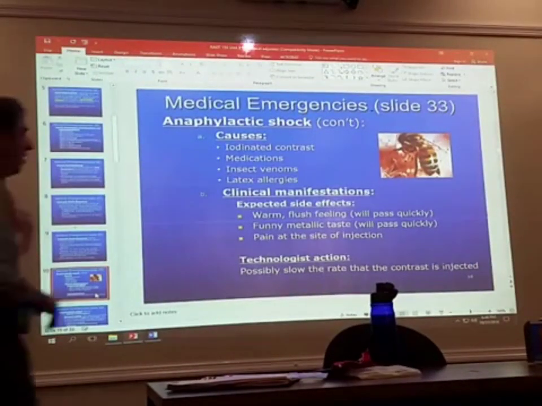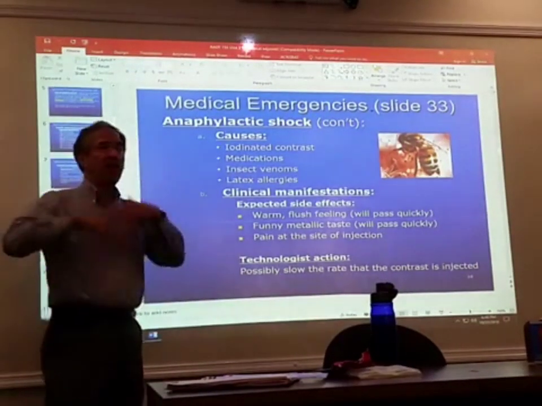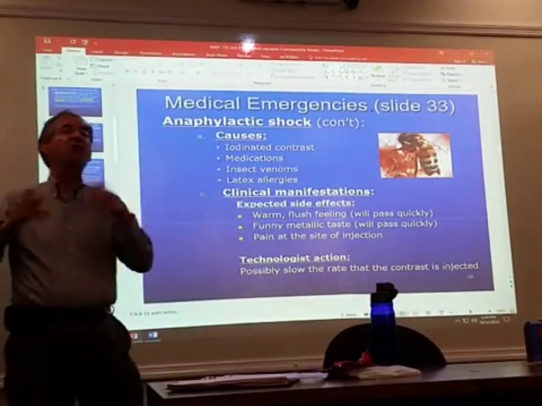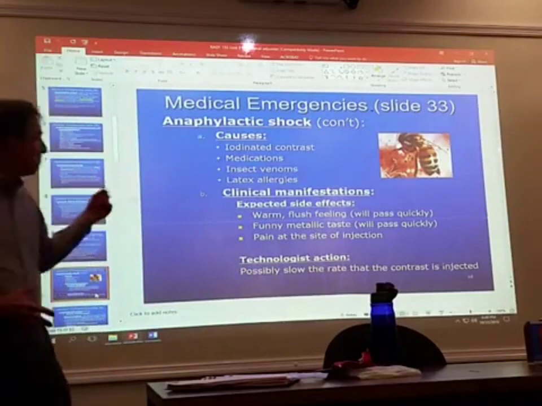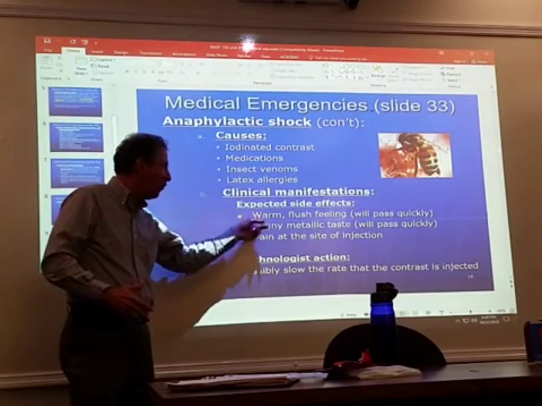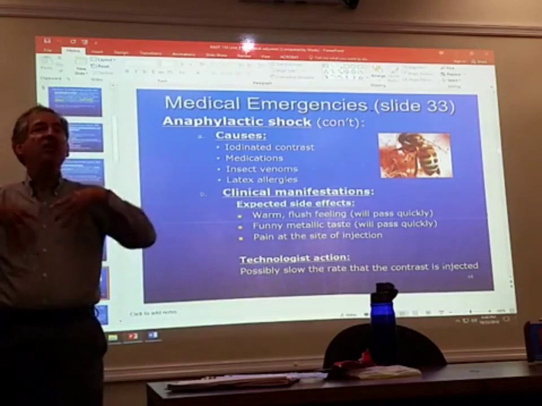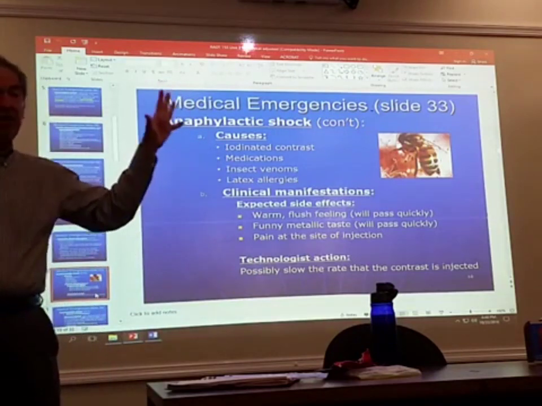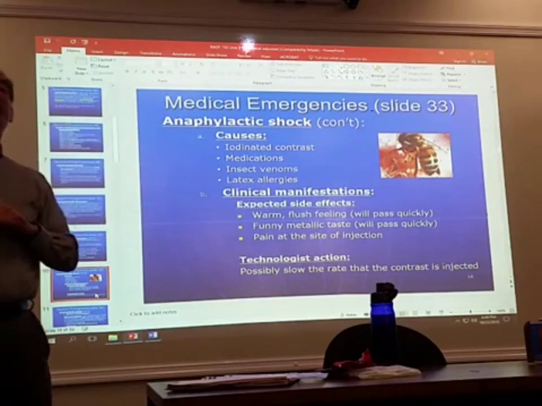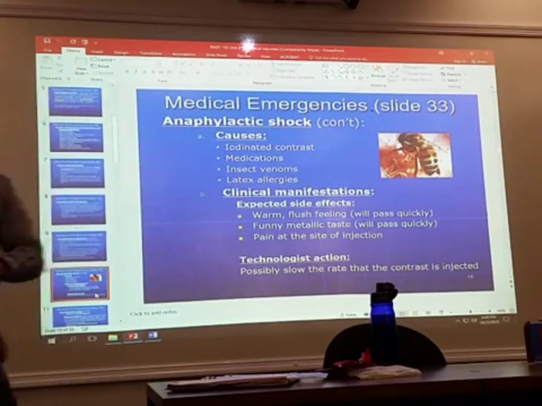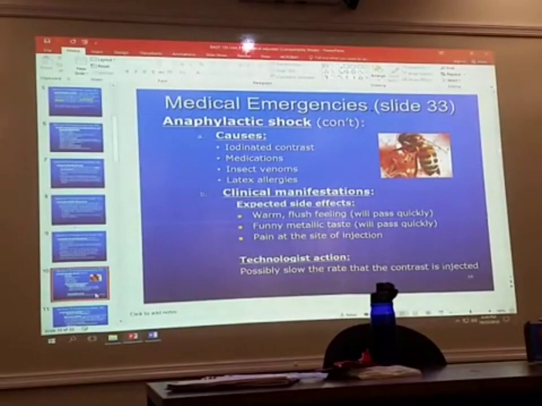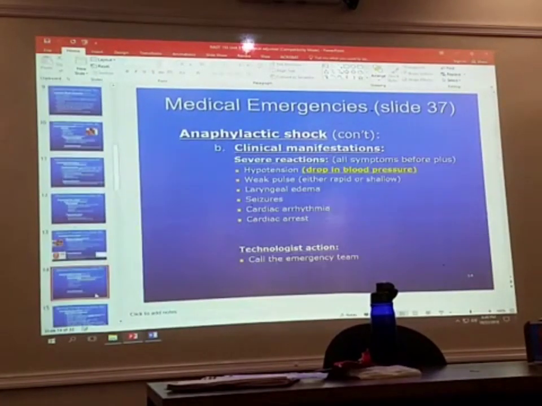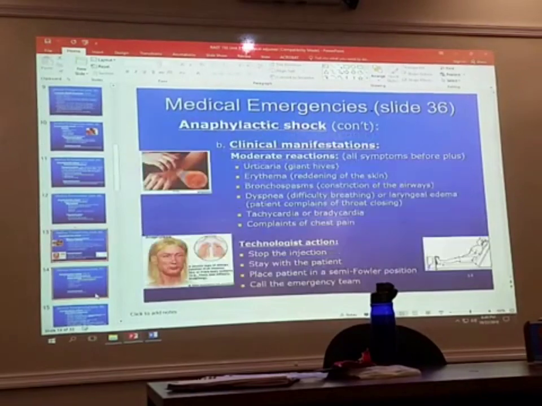Keep in mind that when you do some kind of contrast study, there are expected side effects and then there are adverse side effects. The expected side effects, warm flush feeling, funny metallic taste, it's good to communicate that with the patient. Other than that, you don't have to note anything. It'll be just kind of interesting, okay? And it usually passes real quickly. Of course, the ones we have to be more concerned with are the mild, moderate, and severe reactions. So just understand some of those.